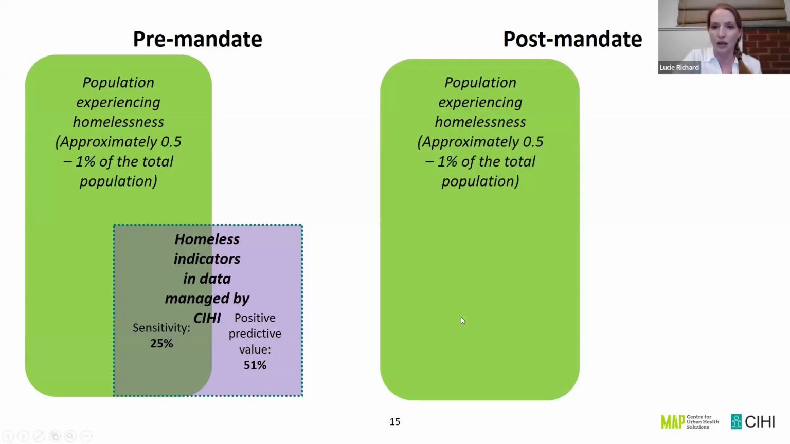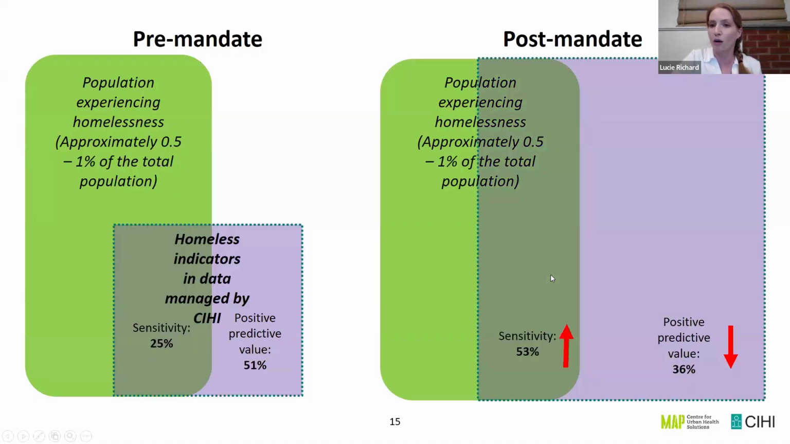Post-mandate, with the same underlying population, you can see that the purple box has gotten much, much bigger. And this is what you saw earlier in that graph where you saw the big jump in coding in 2018. This much bigger purple box now covers a little over half of the green zone, giving us a now 53%-ish sensitivity. However, the portion of the purple box not overlapping also increased. So now we see that about 2 out of 3 people who are identified through these codes were not actually homeless. Now, this bigger non-overlapping area is not great news, obviously.